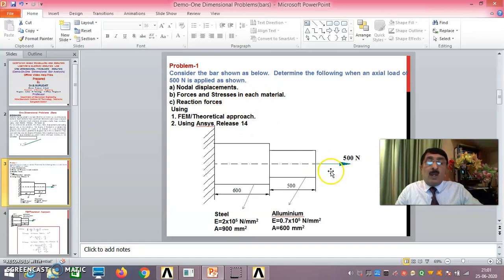That means you have to find out what exactly is the force developed in this element, the force developed in steel and the force developed in aluminum. And also what exactly are the stresses developed in steel and in aluminum. Okay, that is force developed in steel, stress developed in steel, force developed in aluminum, stress developed in aluminum. You have to find out what is the reaction force.